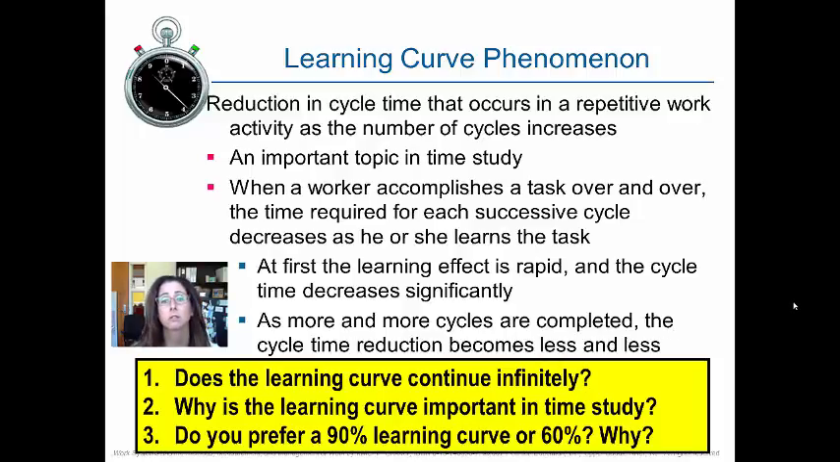So based on what you read in the article and what we just talked about right now, come to class and we'll talk about these 3 questions here. Does the learning curve continue infinitely? If we start out at a minute for the first unit we make, can we get down to 0 or even to 5 seconds for a unit to be made? So does it continue infinitely?